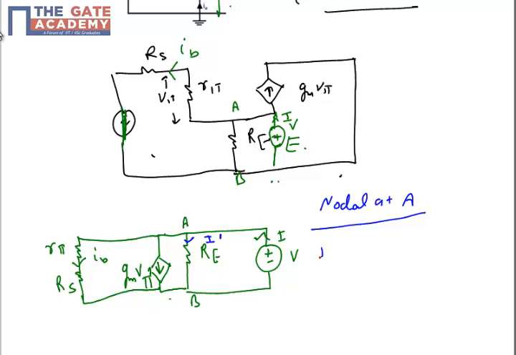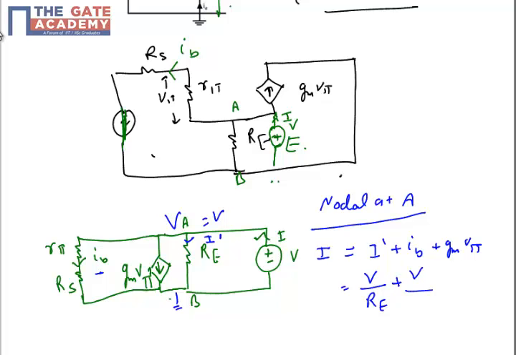Your incoming current is I equals I dash plus IB plus GM V pi, right? Now, what is the I dash? I dash is nothing but, since the voltage V is connected between A and B and B is grounded, VA is basically V, so I dash is V by RE. IB is the current across R pi and RS, which is V by RS plus R pi.